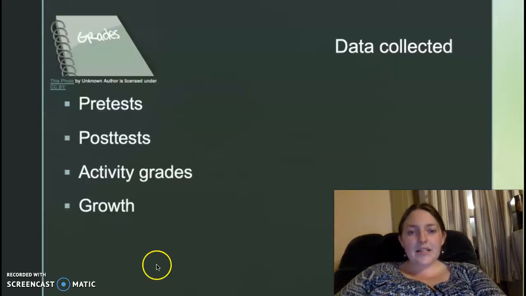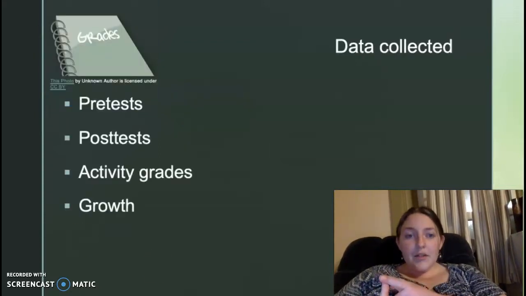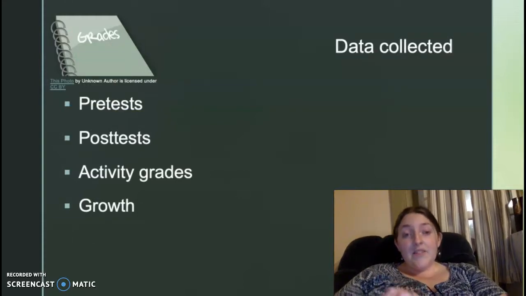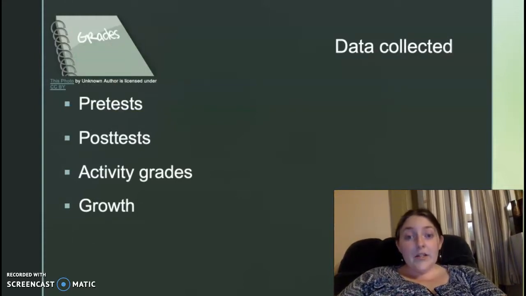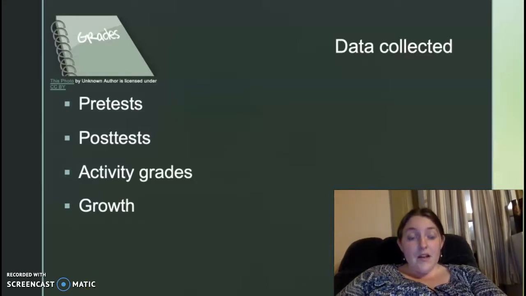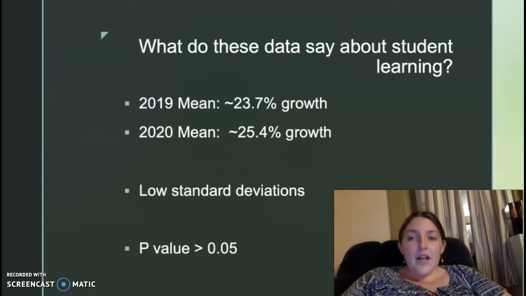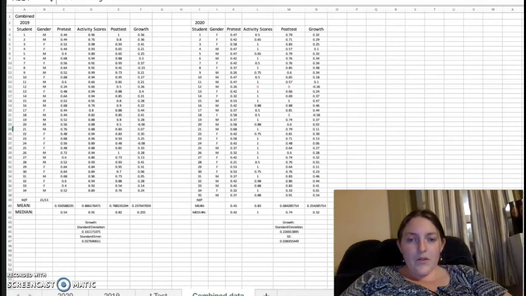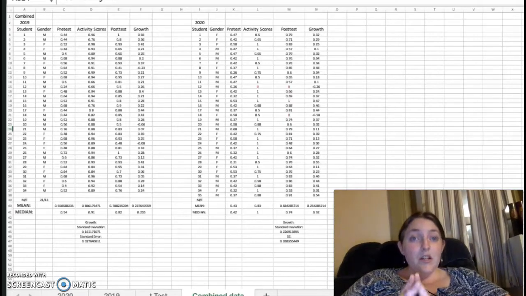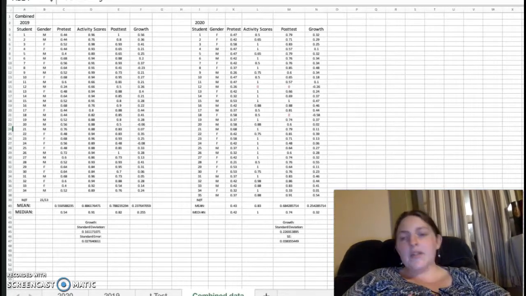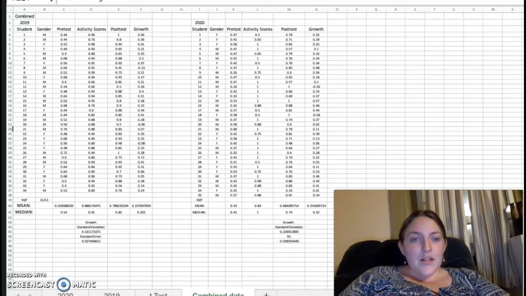So the data I collected for this were pre-tests for the unit, post-tests, the actual activity grades as a whole, and then I calculated growth from pre to post-test to see if there was a difference. Here's what I found. Now, I was a little concerned looking at my data, and I will show it to you here. I've also attached it to the discussion as well. It's a little small here, but you can look at it closer at your leisure.